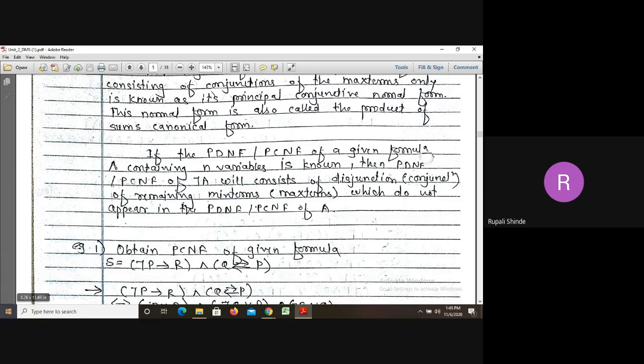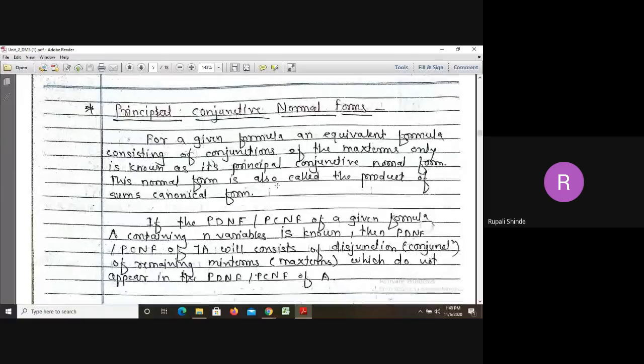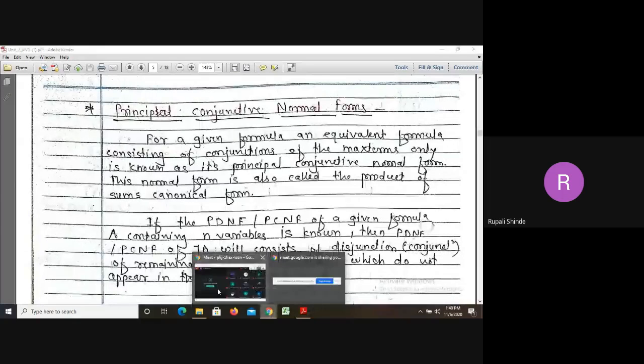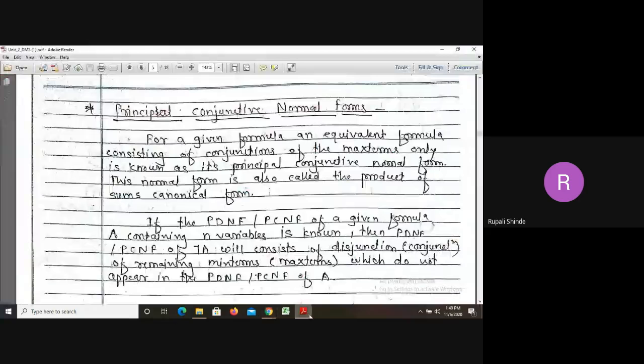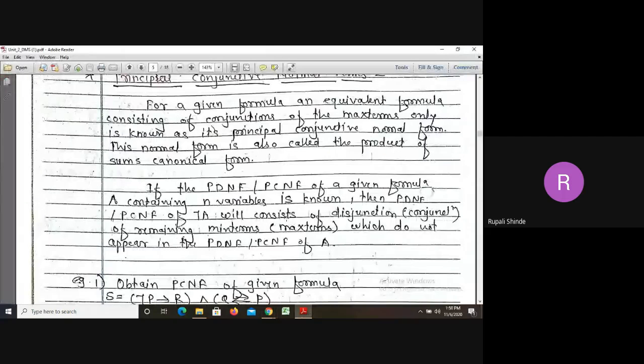Okay, right now don't think about this, because we are going to see examples based on this point. I just told you so you know. First we will cover PCNF, and then we will see those kinds of examples for which we have to find PDNF and PCNF for a given single formula.